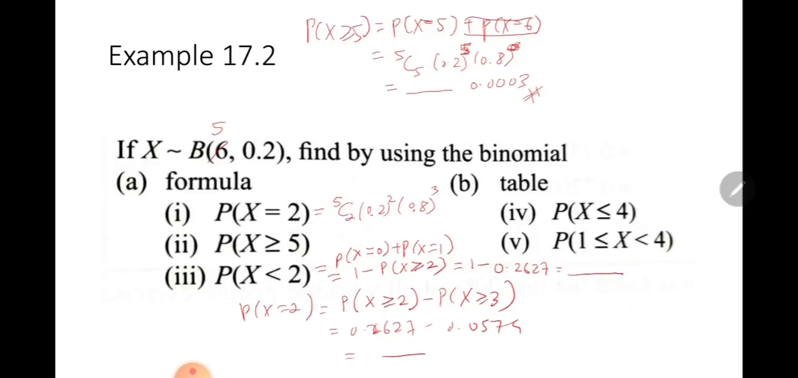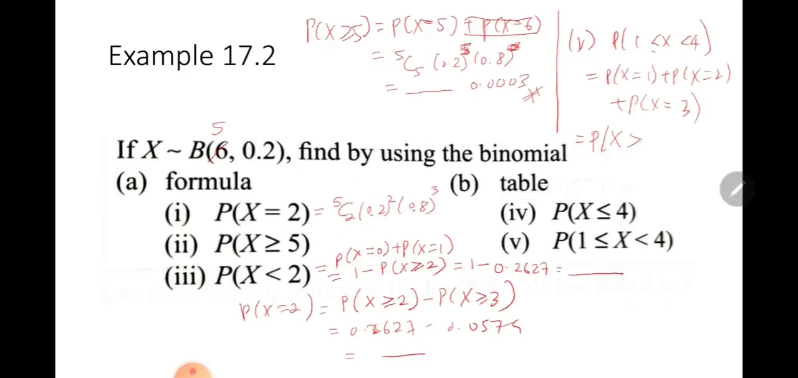Okay, alright. Same for 4 Roman, I skip. So for 5, you would want to have P(X) in between 1 and 4. So in between 1 and 4, you will have P(X = 1) plus P(X = 2) plus P(X = 3). Okay, 4 is not included. So you can use the formula, 5C1, 0.2 power 1, 0.8 power 4 and so forth. If you want to use the table, that will be P(X ≥ what? 1, right? Minus P(X ≥ 4).